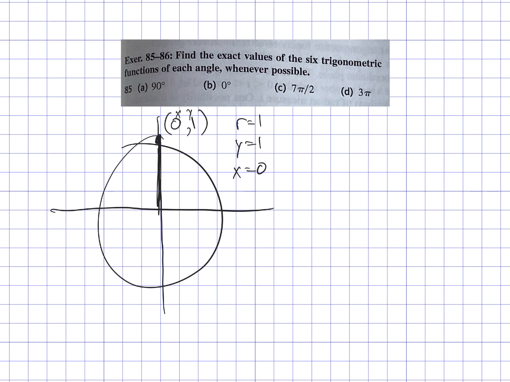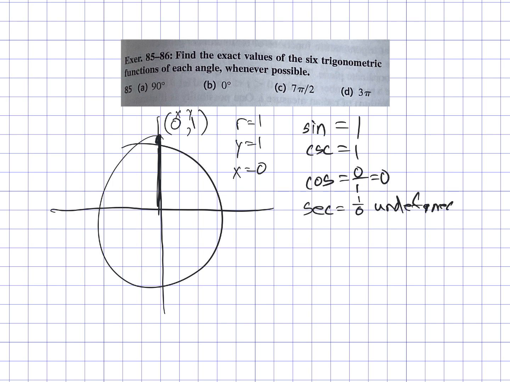Remember, this is your radius. So the sine of theta is equal to the opposite leg. Well, the opposite leg here is going to be the radius, going to be y over the hypotenuse 1. So 1 over 1 is 1. So the cosecant is 1. Now the cosine is x over the hypotenuse. X is 0 over the hypotenuse of 1. So that's just 0. But the secant would be 1 over 0, or undefined.